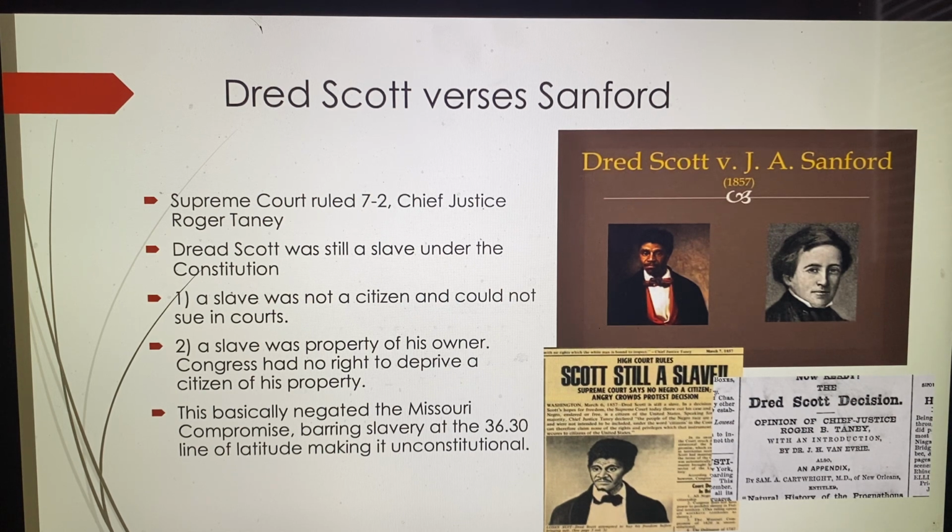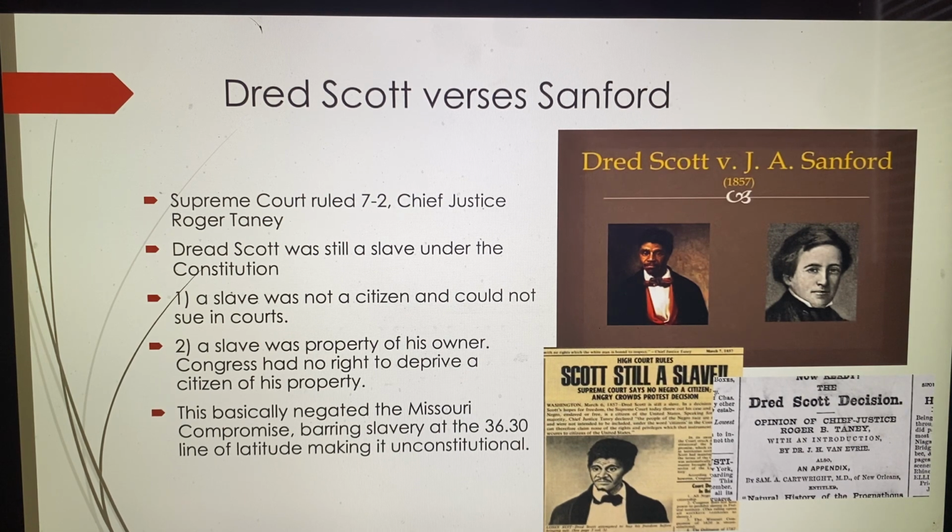This basically negated the Missouri Compromise, which barred slavery above the 36°30' latitude, making it unconstitutional. So remember, the Missouri Compromise said that slavery could not be above the latitude of 36°30'. Well, guess what? Dred Scott lived in the north. And now they were saying that Dred Scott would have to go back to the south and be property of the family of the slave owner, right? So basically, the Dred Scott case said that the Missouri Compromise was unconstitutional.